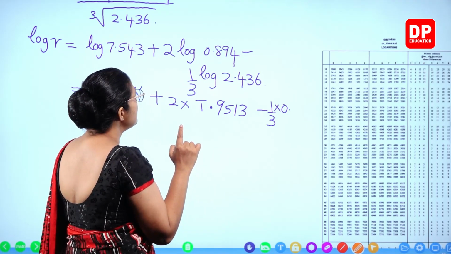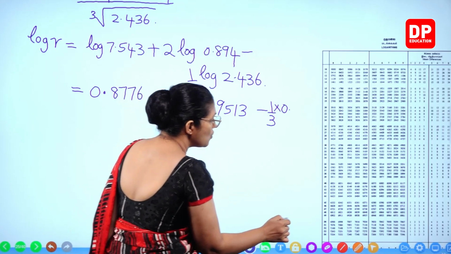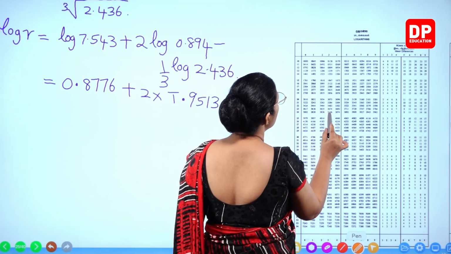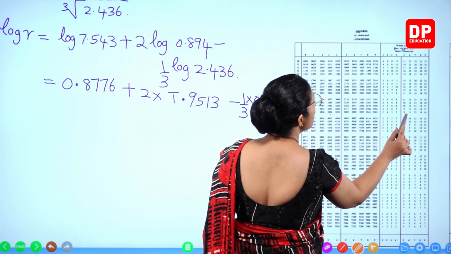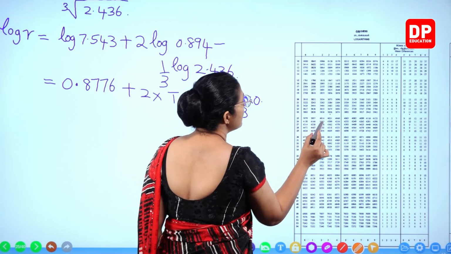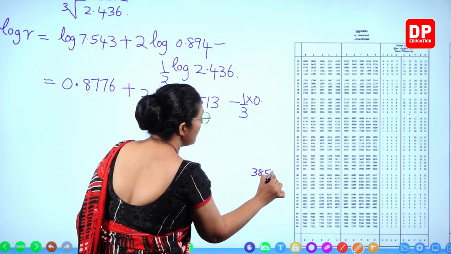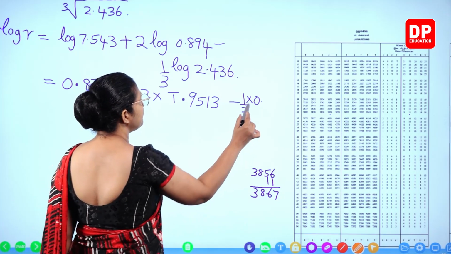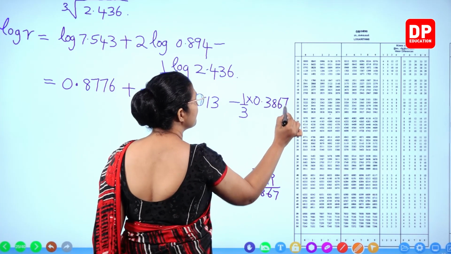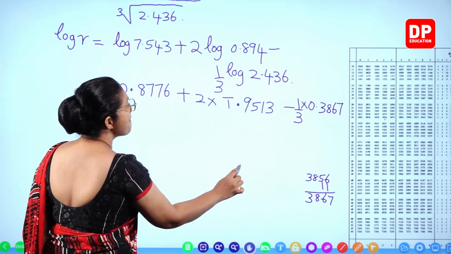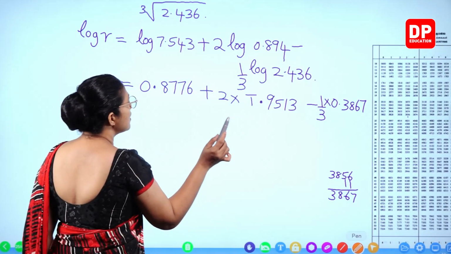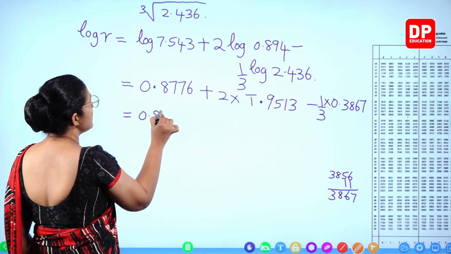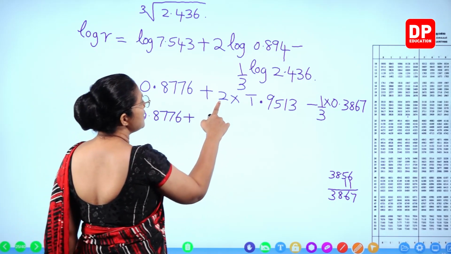The next one, 24, 36. 24, 3. Here, 6. 6 is, you have to add 11. 3, 8, 5, 6. And add 11. You get 3, 8, 6, 7. Now we can divide first this one by 3 and here multiply by 2. So let's do that. 0.8776. Multiply this by 2.